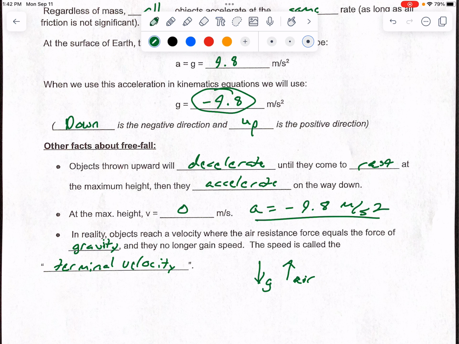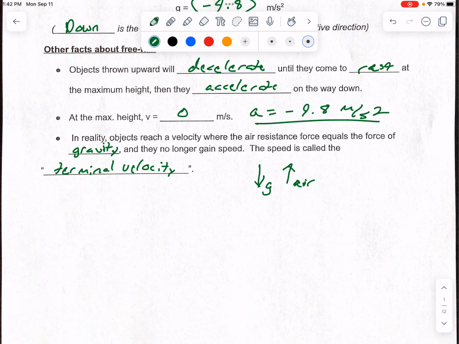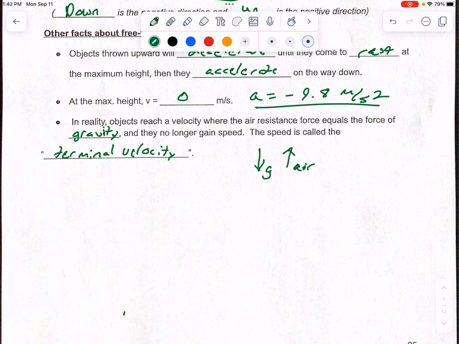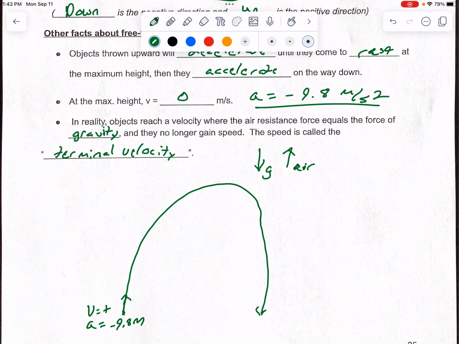Okay, so now what we're actually going to do is a little bit of a drawing here. So I'm just going to show if I throw something up in the air, here is my path of trajectory. So if I launch something up, my velocity is going to be positive. Acceleration is going to still be negative 9.8 meters per second squared. Now at the top, my velocity is going to be 0 because I had to stop.